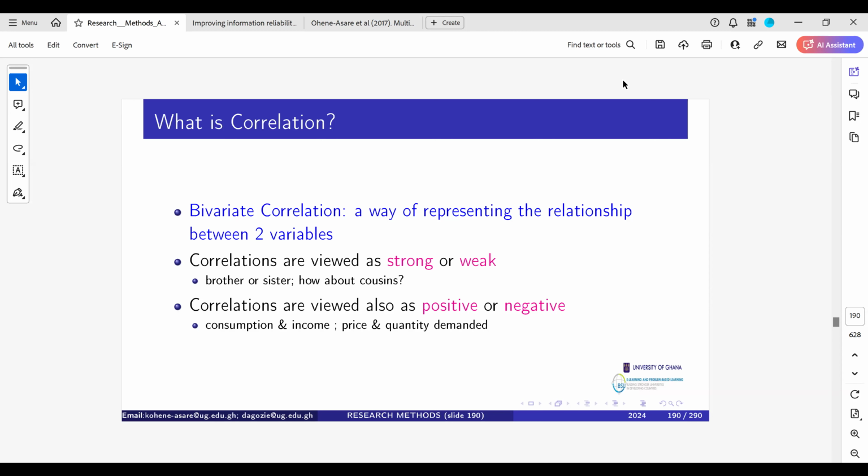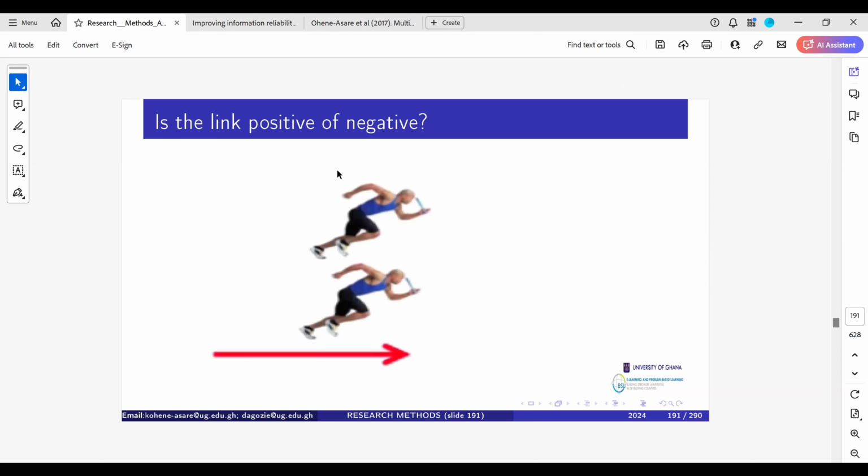Super. What about price and quantity demanded? They are inversely related. Very good. Now, the strength of the correlation is important. When I write a number, whether it's negative or positive is irrelevant. What is relevant is the absolute value that will determine the exact strength of the relationship.